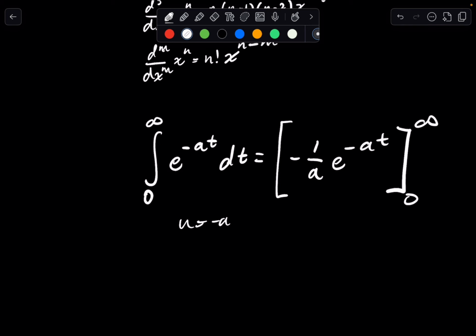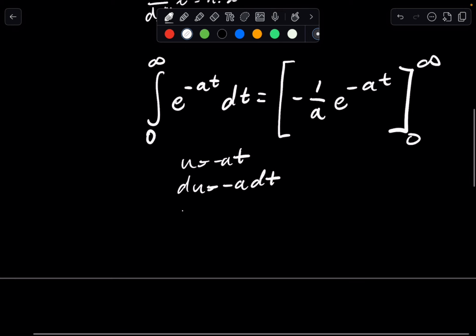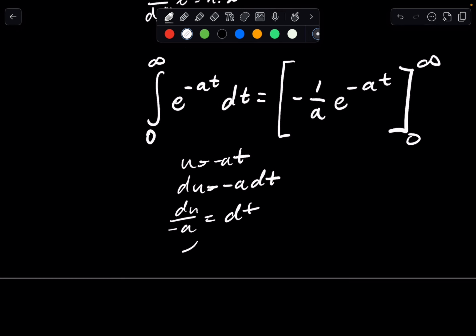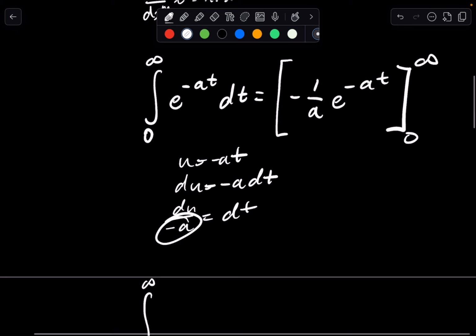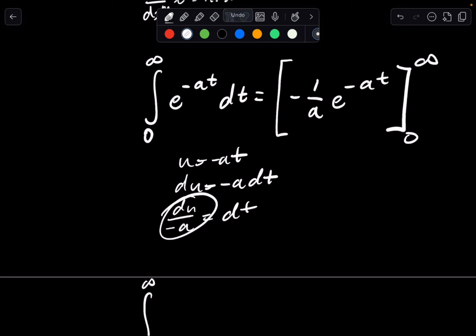U is equal to negative at. Du is equal to negative a dt. Then we have du over negative a is equal to dt. So you can substitute this back in. Therefore, we have the integral from 0 to infinity. Now we can plug in this negative a because we're trying to replace dt. dt can be replaced with du over negative a.